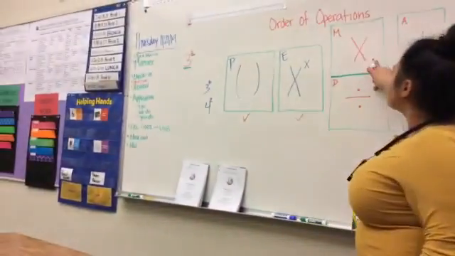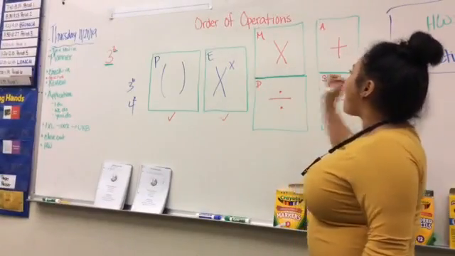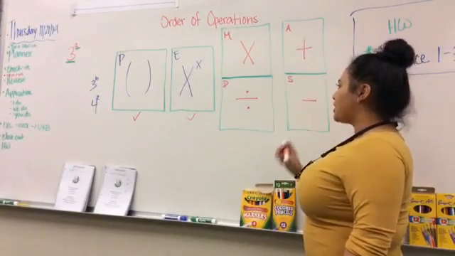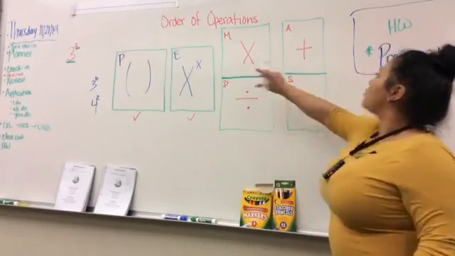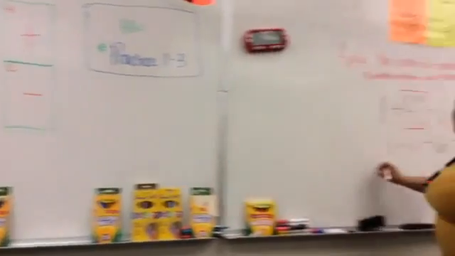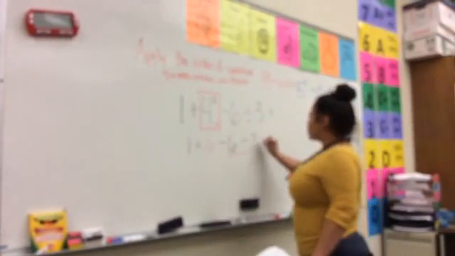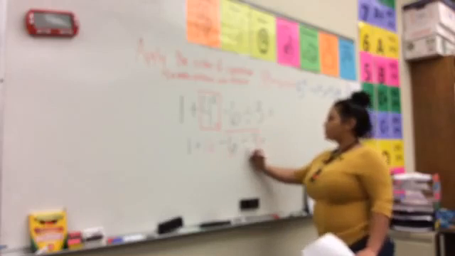Now I look for multiplication or division. I know that they're on the same level, so if I have both in the problem, I read it from left to right like a book, and whatever comes first is the first thing I solve. So I'm going to look for multiplication or division. Let's see. Oh, I have division. So I'm going to put a box around it. I have 6 divided by 3, which is 2.